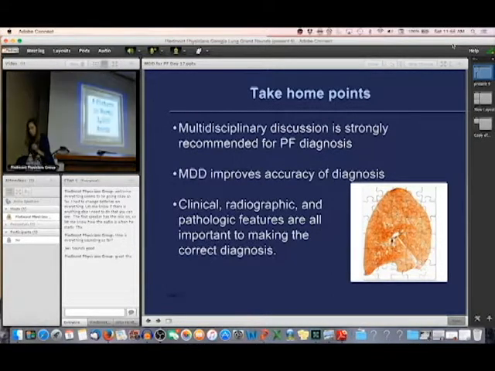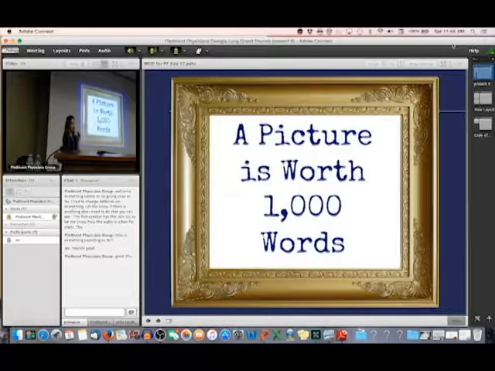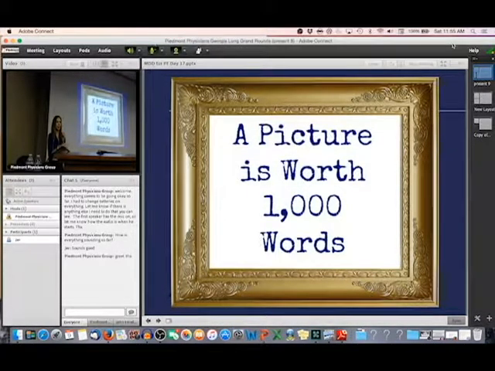I'll end with saying a picture is worth a thousand words. I say that a lot. We've seen some pictures today that help you guys get an idea of what happens when a diagnosis is being made.